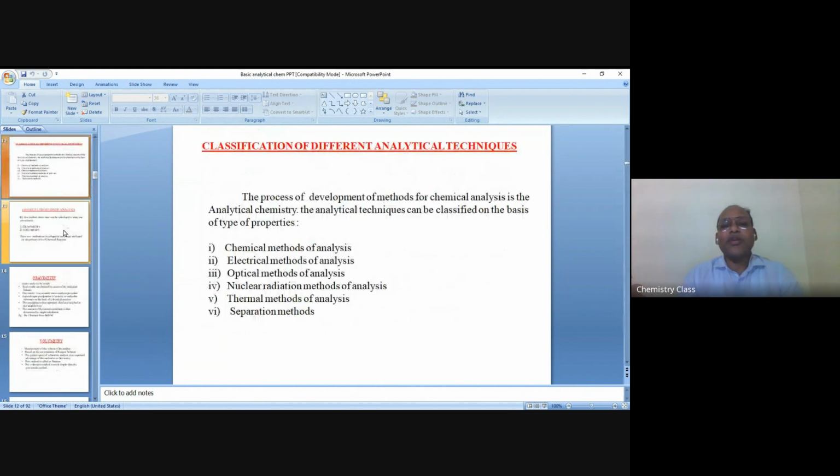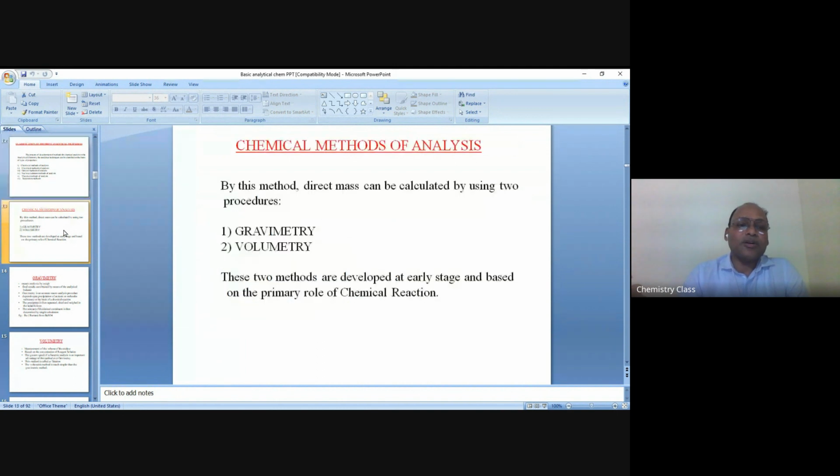So yesterday I told you the classification of different analytical techniques. The chemical method of analysis and the electrical method of analysis we completed yesterday. Actually, these two methods you have already learned. But in MCH-1 there is also the optical method of analysis, and right now I have finished the optical method of analysis. Under it, you learned different things.